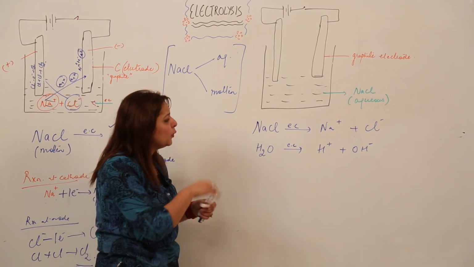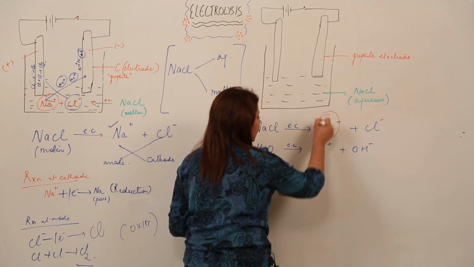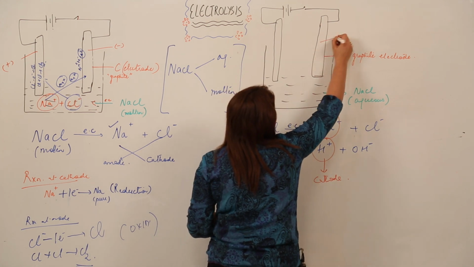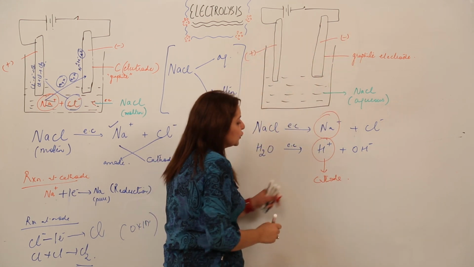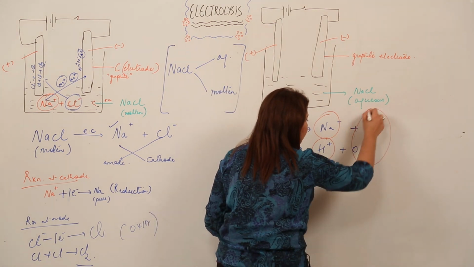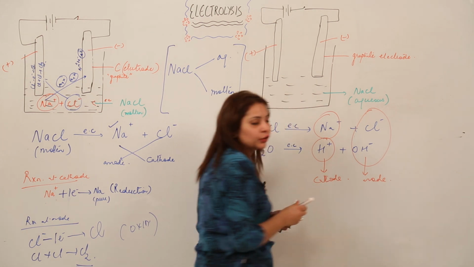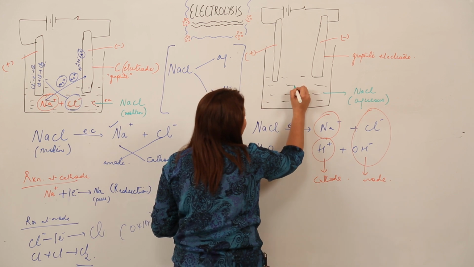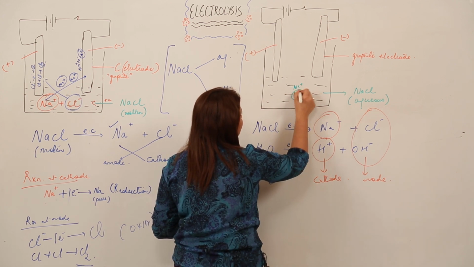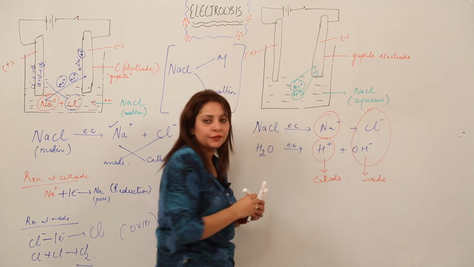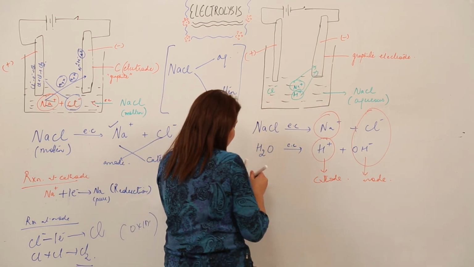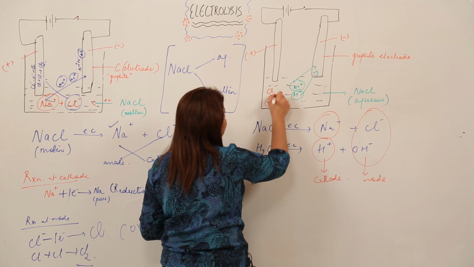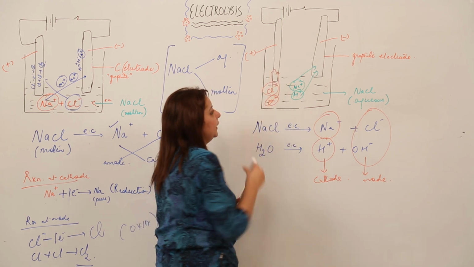Now, both the positively charged ions, this one and this one, will move to the negatively charged electrode, that is the cathode. Again, this is the cathode, this is the anode. So Na positive and H positive are rushing towards the cathode. And Cl negative and OH negative will rush towards the anode.